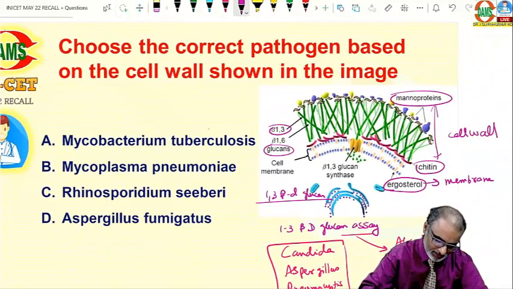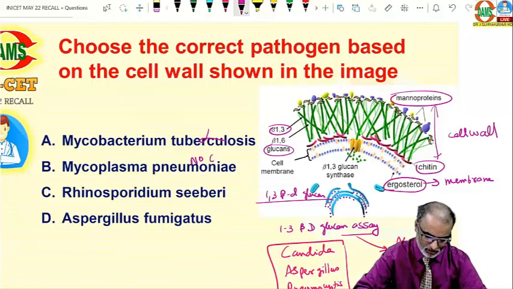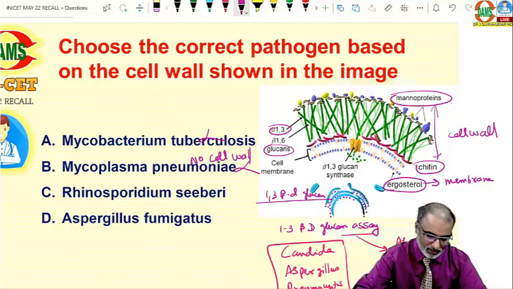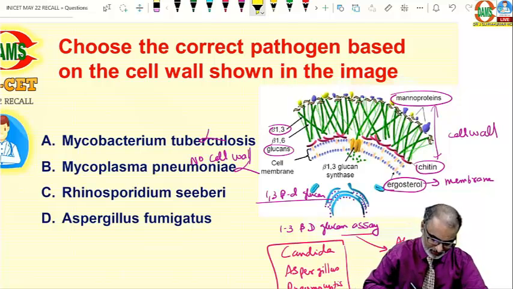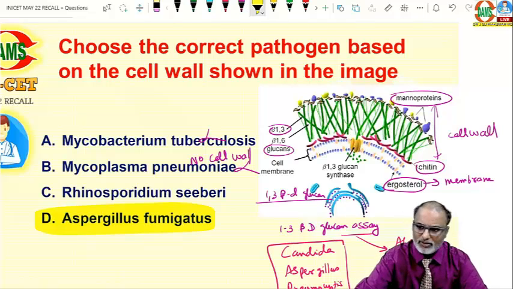Mycobacterium tuberculosis is a bacteria. Mycoplasma pneumonia, there is no cell wall. Rhinosporidium seeberi, once upon a time it was a fungus, but now it is a protozoa. And it 100% matches with Aspergillus. I don't know whether they gave Aspergillus fumigatus or some other choice, whatever it may be, if it is Aspergillus, that is the correct option. We'll go to the next question.